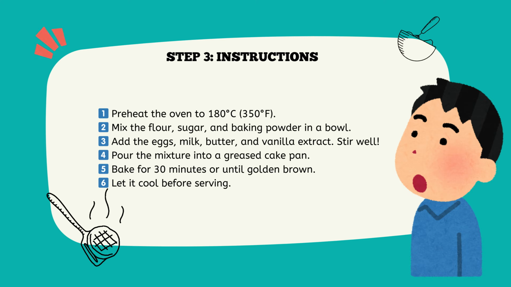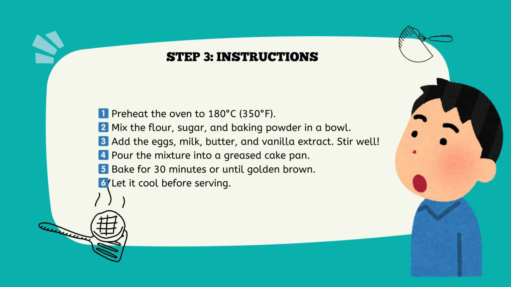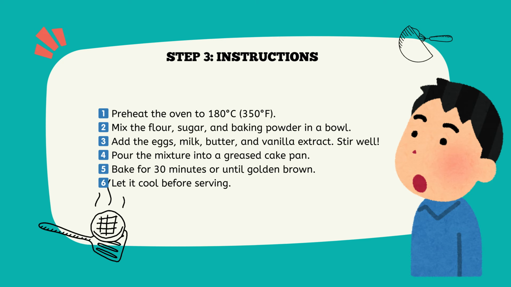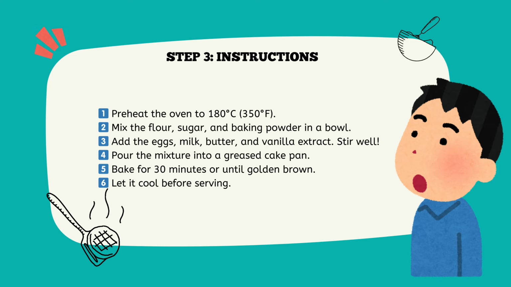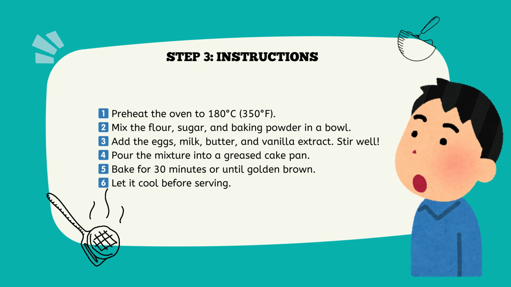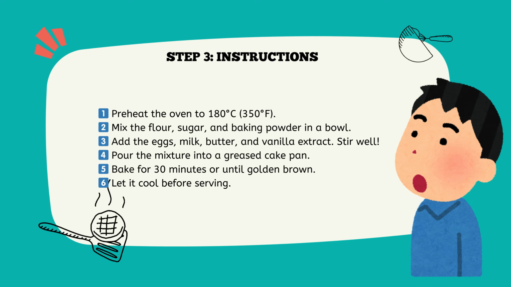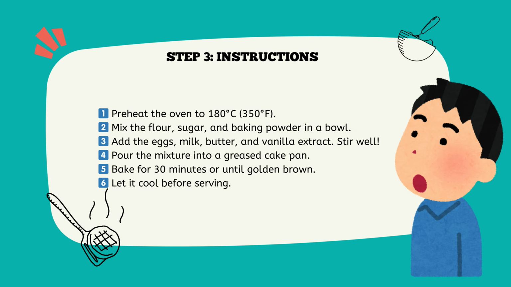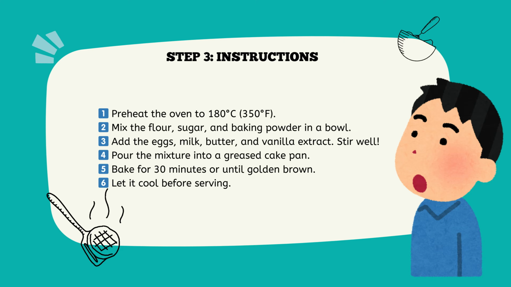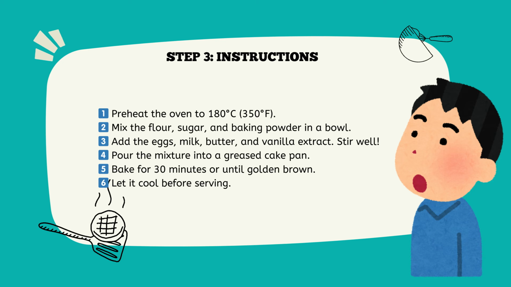These are the building blocks of our delicious cake. Step 3. Instructions. Now, let's follow the step-by-step instructions. 1. Preheat the oven to 180 degrees Celsius. 2. Mix the flour, sugar, and baking powder in a bowl. 3. Add the eggs, milk, butter, and vanilla extract. Stir well. 4. Pour the mixture into a greased cake pan. 5. Bake for 30 minutes or until golden brown. 6. Let it cool before serving. And that's it. Your delicious cake is ready.